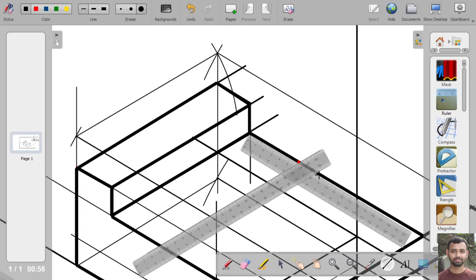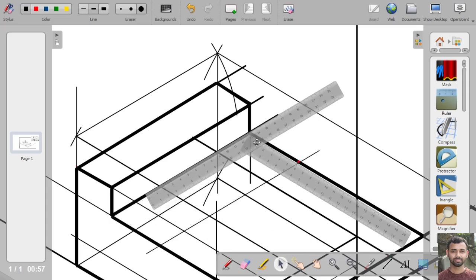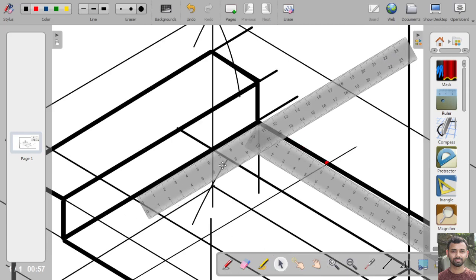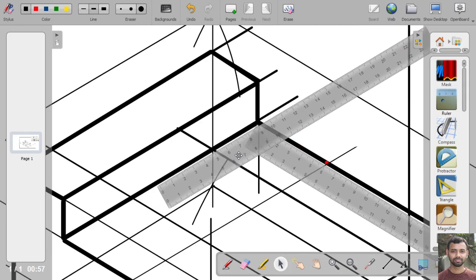Okay, and on this surface it is at a distance of 90 mm. So let from this point it is at a distance of 90 mm.